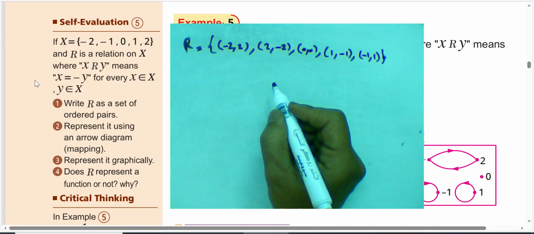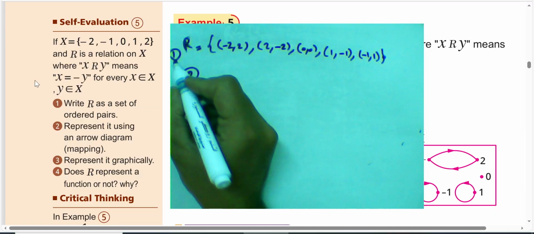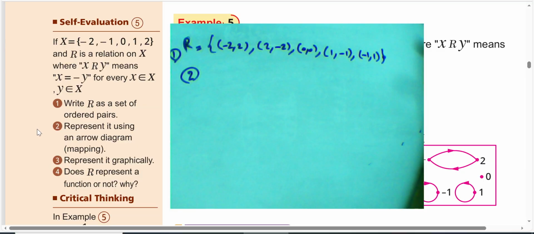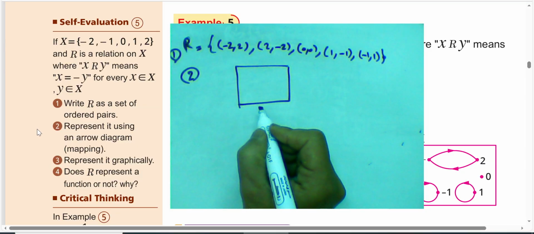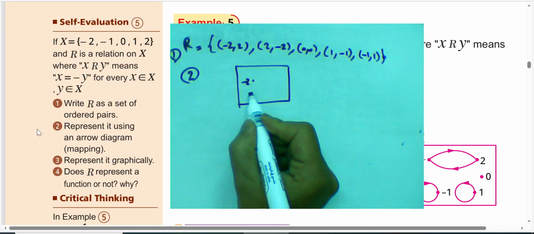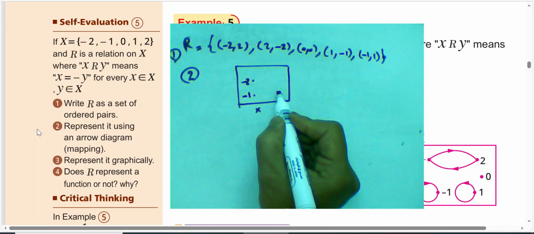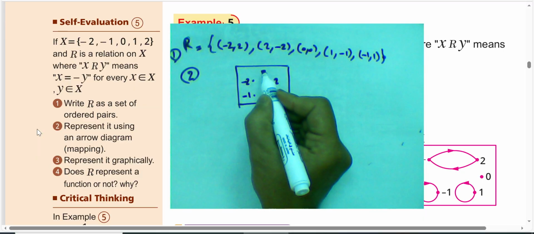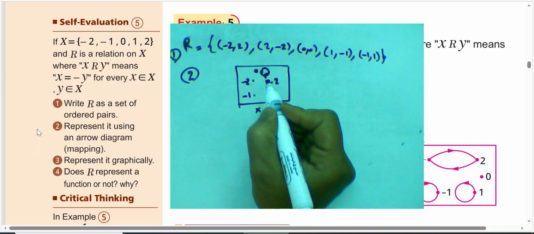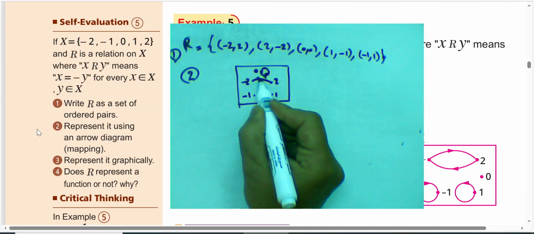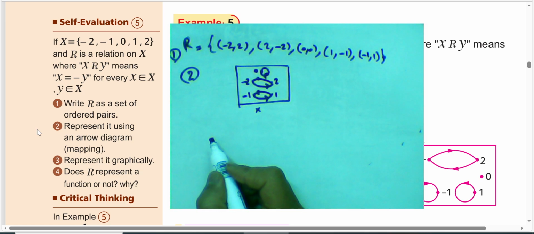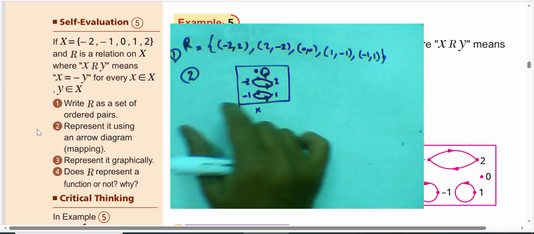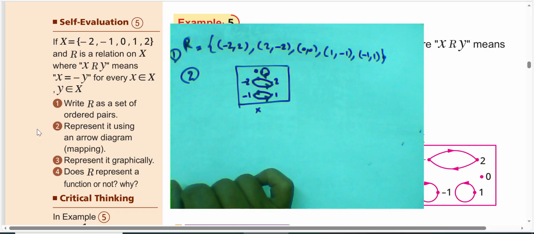This is the relation. Number 2, represent it using an arrow diagram. Write the elements of x: negative 2, negative 1, 0, 1 and 2, then 0 with 0, 2 with negative 2, negative 2 with 2, 1 with negative 1 and negative 1 with 1. Understood? 1, 2, 3, 4, 5.